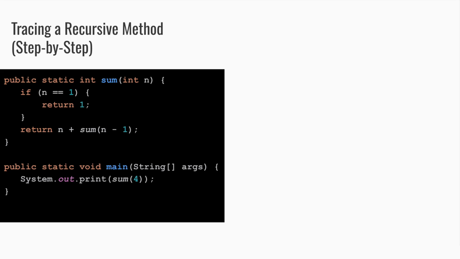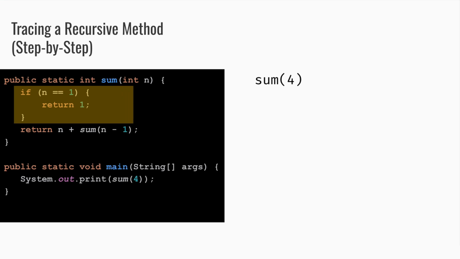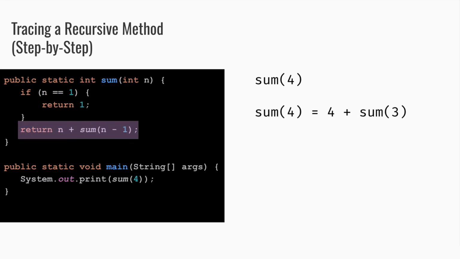Now, let's trace sum4 step by step. So we start with sum, and the value of n is 4. And the 4 now goes into the method. And since 4 is not 1, we use the recursive case, which is sum4 equals 4 plus sum3, because 4 minus 1 is 3. Now, Java has to figure out what sum3 is, so it calls the method again.